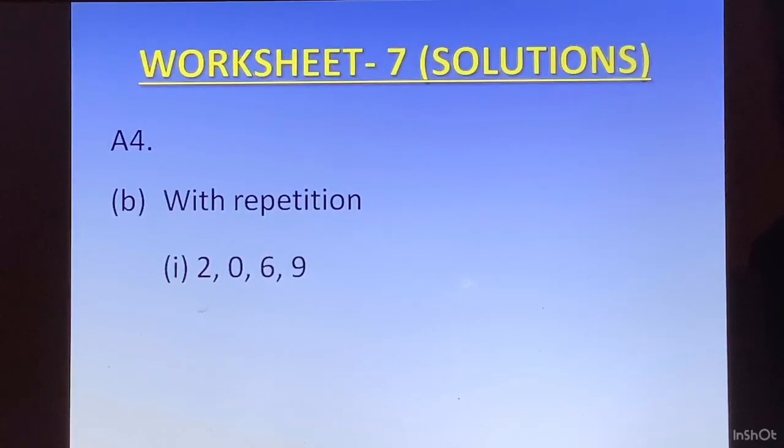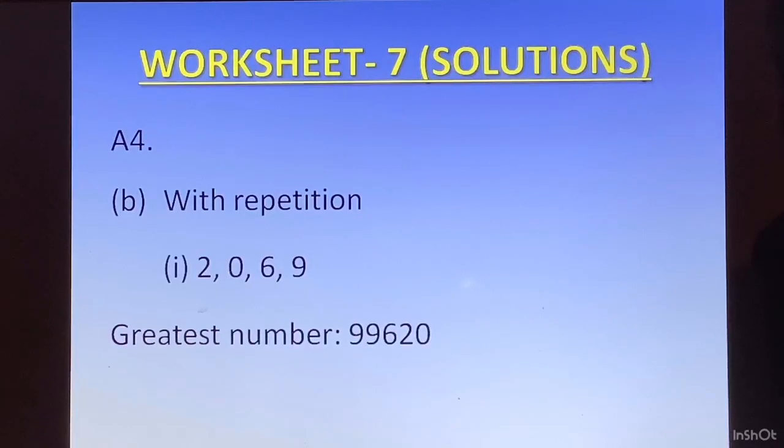Number will be 99620. For the smallest, we'll also keep in mind the number will not start with 0. So number will start with 2. Then we'll repeat the 0 2 times. 20069.